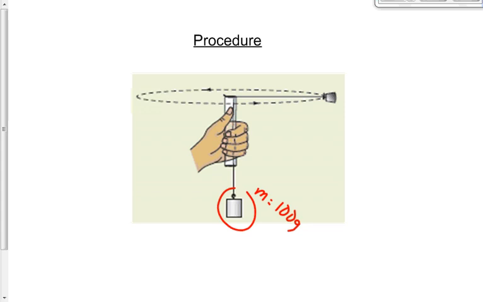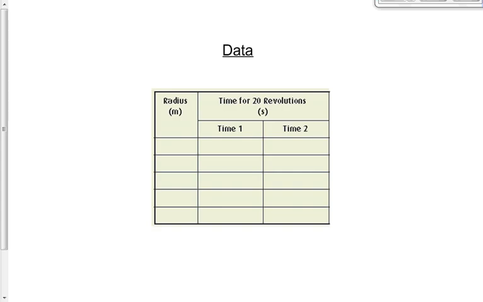You need that variable to stay the same throughout the entire experiment. Okay? So what are we going to do exactly once we have that 100-gram mass hooked on the end of this? You can see that I'm holding this now with the mass attached to the end of it.